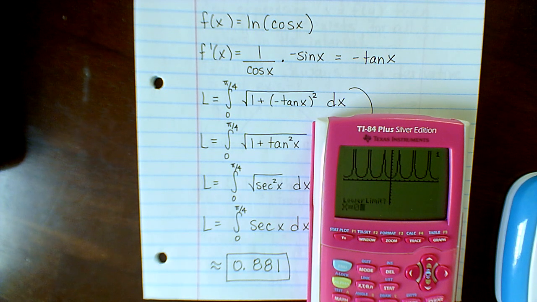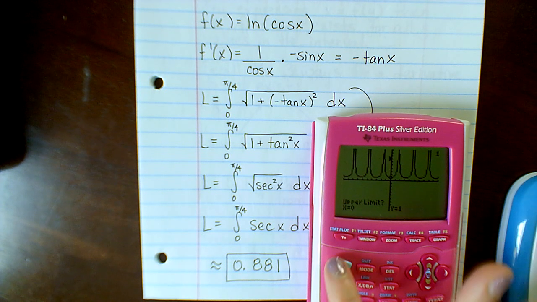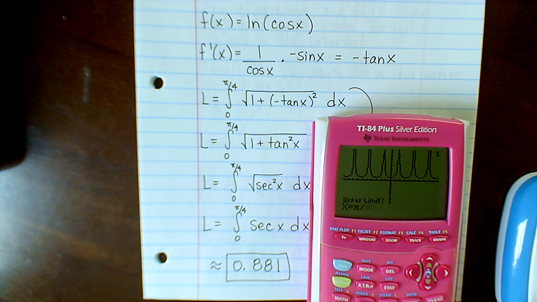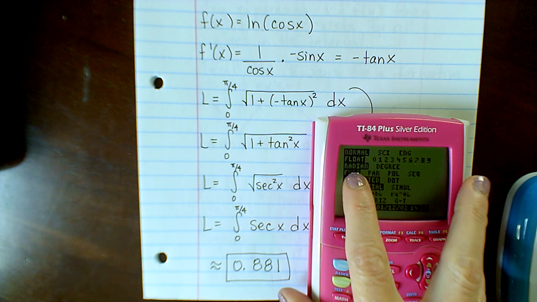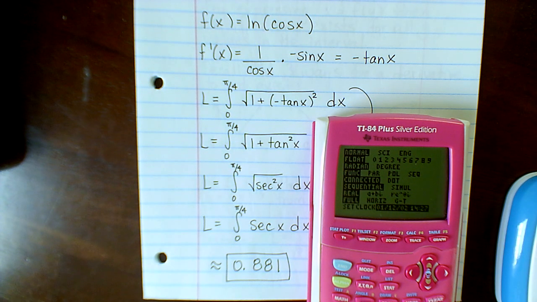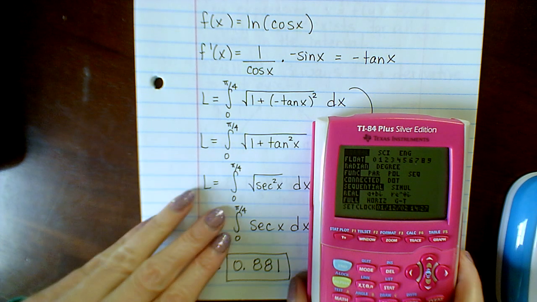Now we're going from 0 to pi over 4. And so I get that 0.881. Now you'll notice that real quick, as soon as I put pi over 4 in, I realized I need to be in radian mode. So before you start this problem, make sure you're in radian mode, because that pi over 4 is going to be in radians. Everything we do in calculus related to trig is going to be in radians.